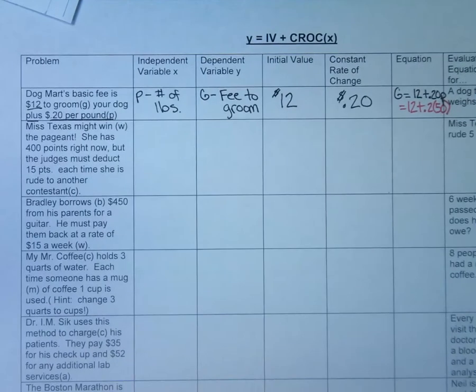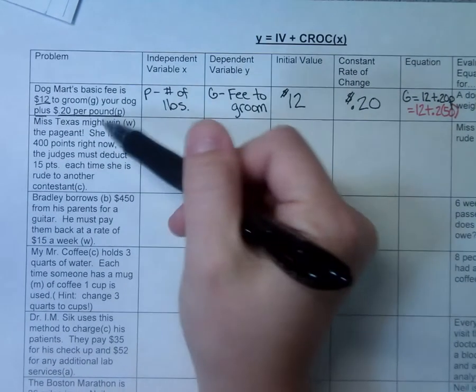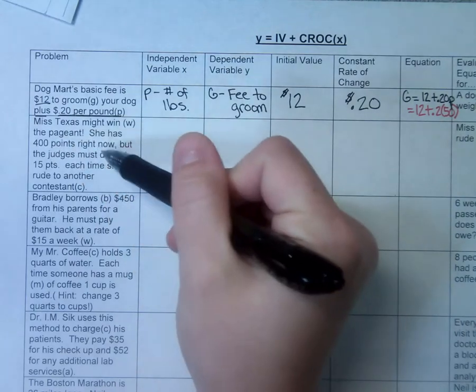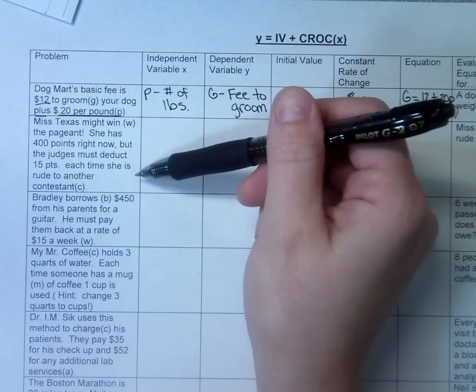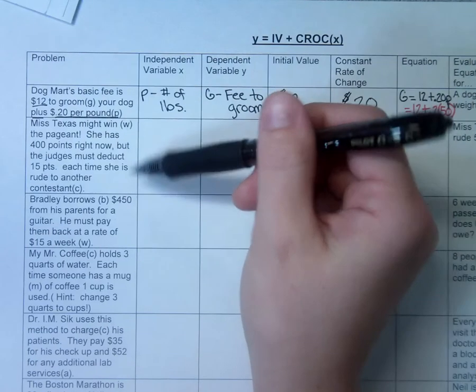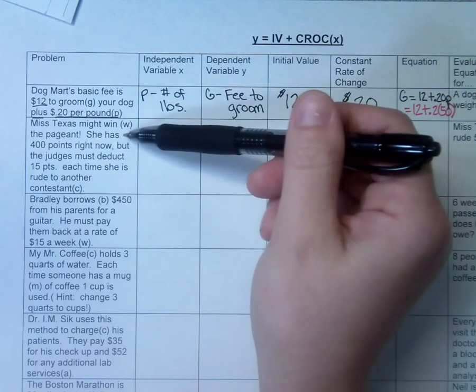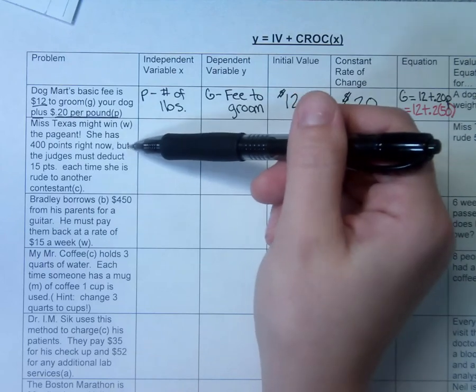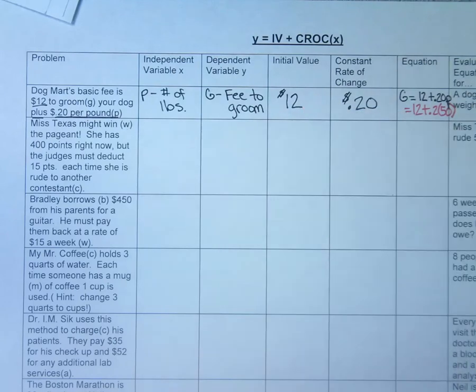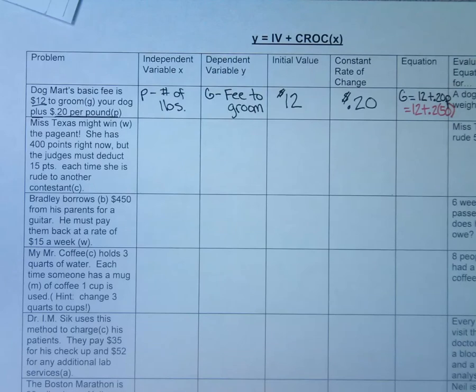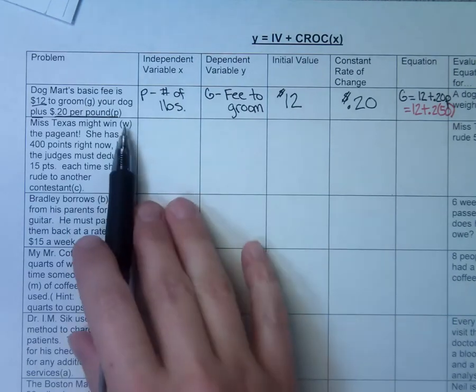The Miss Texas might win the pageant. She has 400 points right now, but the judges must deduct 15 points each time she is rude to another contestant. Okay, so she might win. She has 400 points right now, but the judges must deduct 15 points each time she's rude. Okay, so I want to try to write an equation for this, and we're going to be talking about how many points she has versus how many times she's rude to somebody. Okay, so they said to use W.